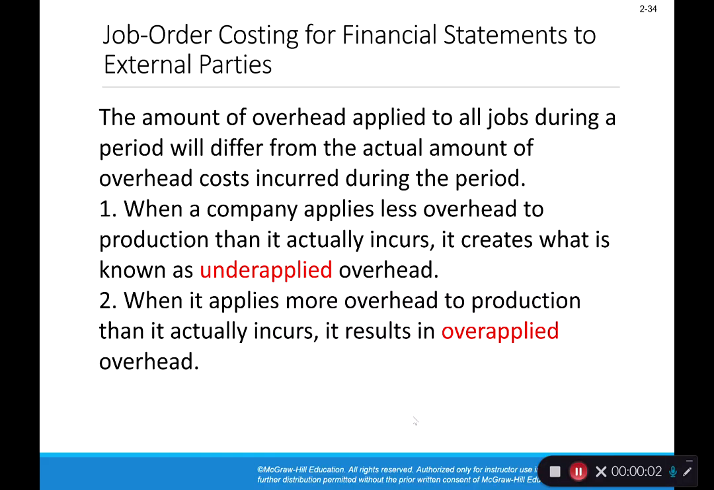All right, my friends, let's wrap up this chapter, shall we? So, job order costing is used for the financial statements, but you may remember that the amount of overhead applied to all jobs during the period is different from the actual amount of overhead costs incurred. And the reason for that is because our predetermined overhead rate is calculated at the beginning of the year using estimates. So it's very unlikely that our estimates are going to be exactly in line with reality.